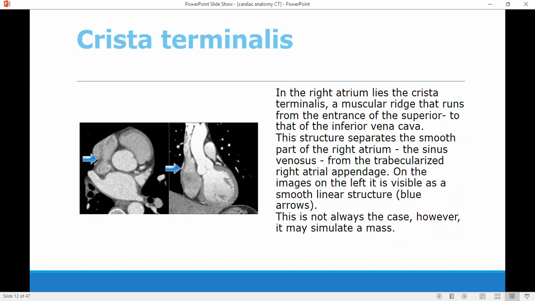This is not always the case. However, it may simulate a mass.